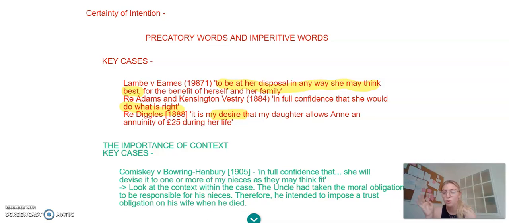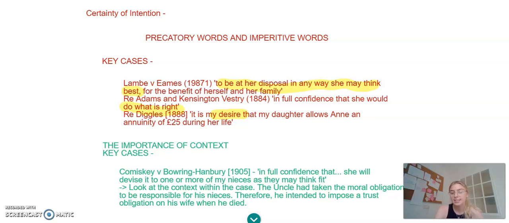But there is always a but in the law. So the context may tell you otherwise. There may be an existence of precatory words, but the context allows this for the certainty of intention to be satisfied. So the importance of context.